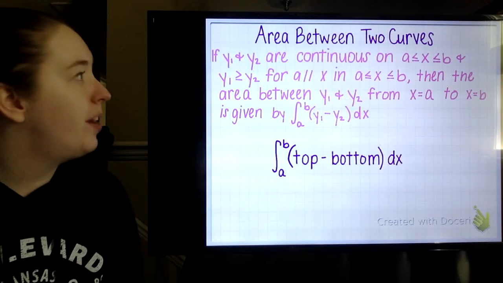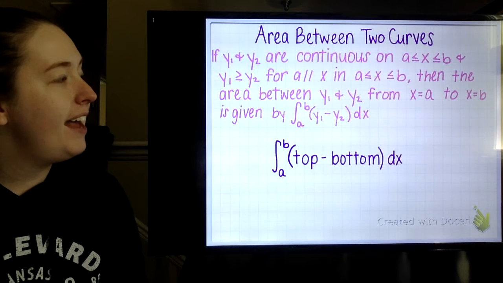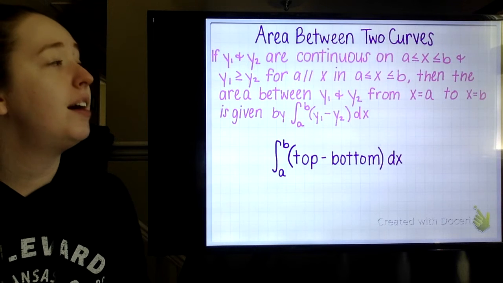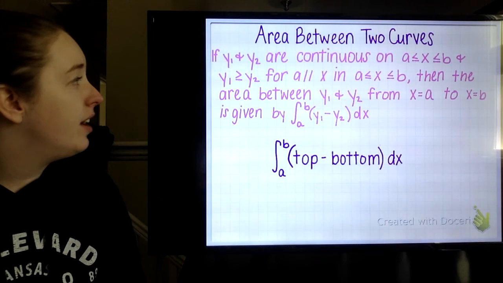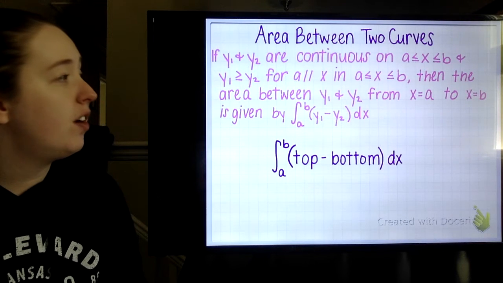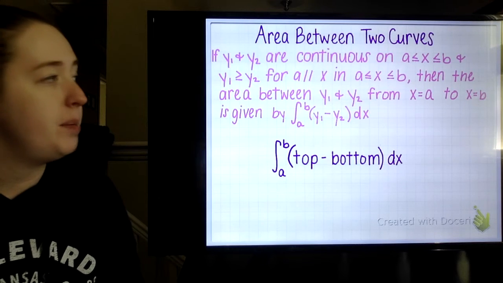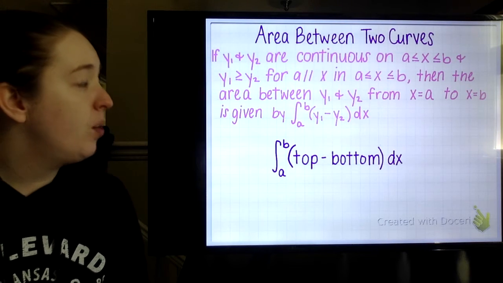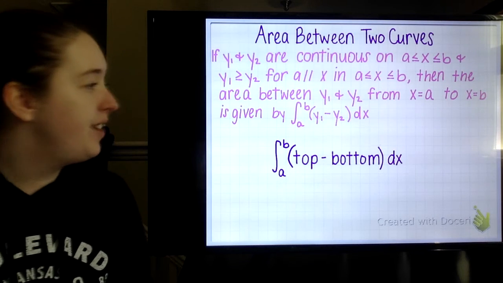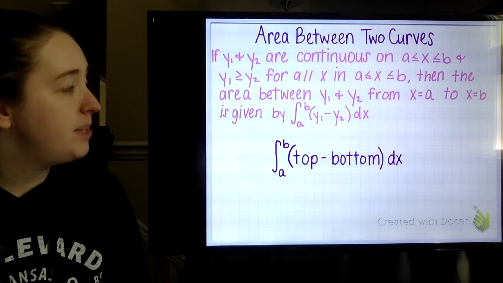If y sub 1 and y sub 2 are continuous on a less than or equal to x less than or equal to b, and y sub 1 is greater than or equal to y sub 2 for all x in a less than or equal to x less than or equal to b, then the area between y sub 1 and y sub 2 from x equals a to x equals b is given by the integral from a to b of y sub 1 minus y sub 2 dx.